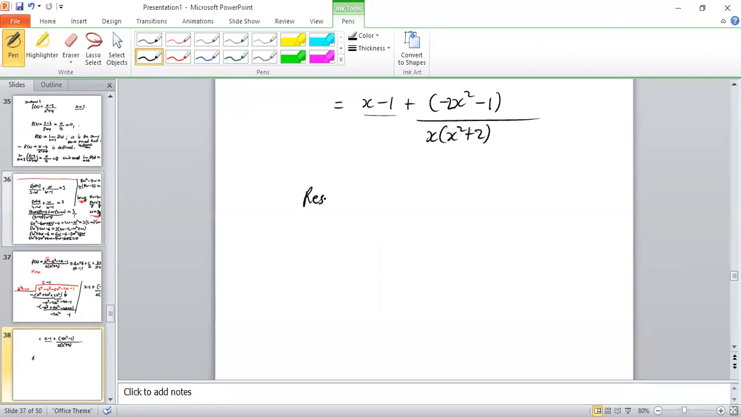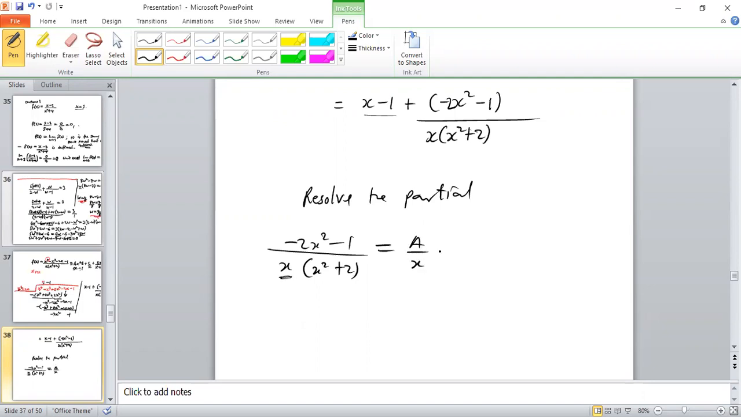So now we resolve the partial. The partial that we are resolving is this one. So you have minus 2x squared minus 1 over x squared plus 2 equals, this is a linear root, so it's A over x, plus this is a quadratic, so it will be Bx plus C over x squared plus 2.